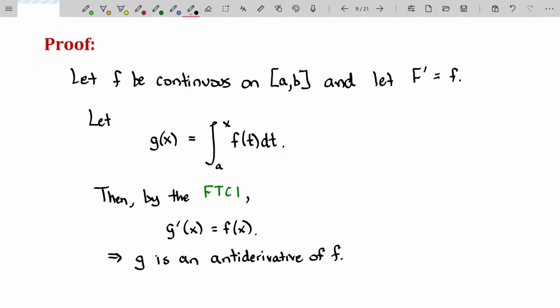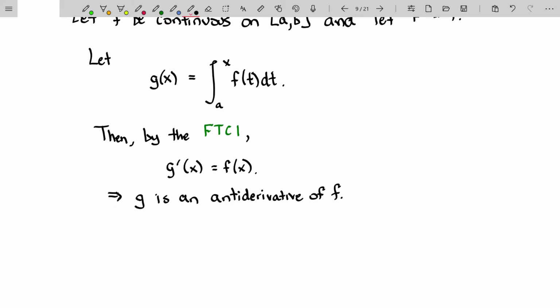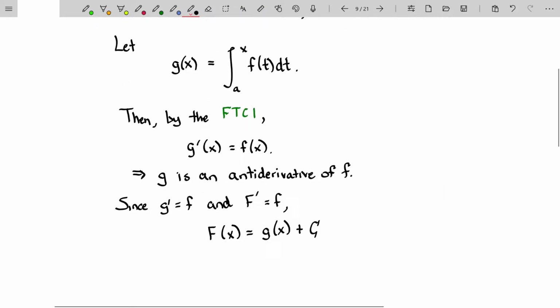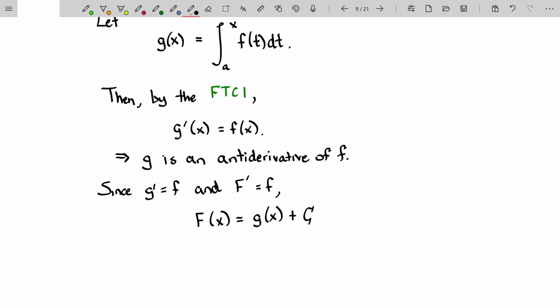And again, we're going to pull in a theorem that we've introduced in the past. Since g prime is equal to little f and capital F prime is equal to little f, then F and g must differ only by a constant. So capital F of x must equal g of x plus some constant c. It's kind of important that I state that we're working only on the interval from A to B here, so I should say for x between A and B.